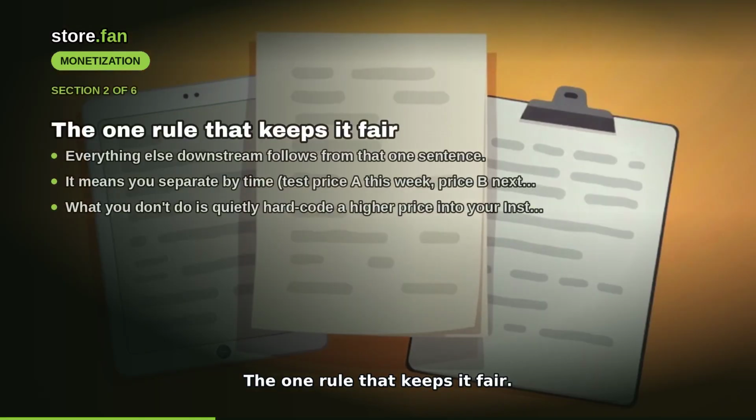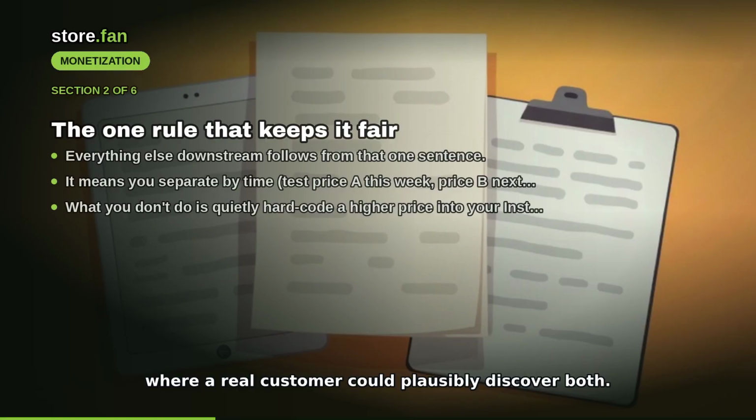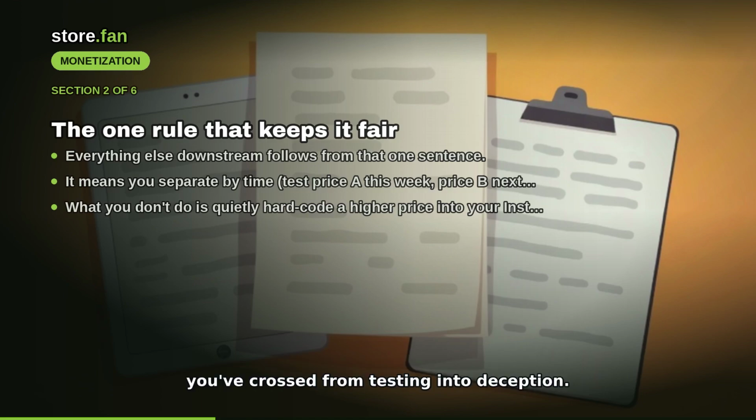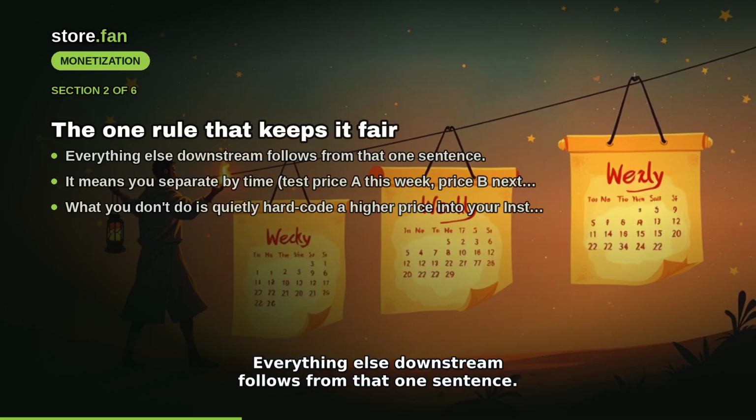The one rule that keeps it fair. The rule: never run two live prices for the exact same product, on the exact same link, at the exact same time, where a real customer could plausibly discover both. If a buyer could screenshot two prices for one link and post them side by side, you've crossed from testing into deception. Everything else downstream follows from that one sentence.